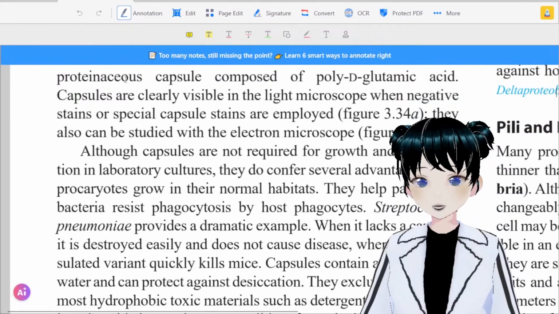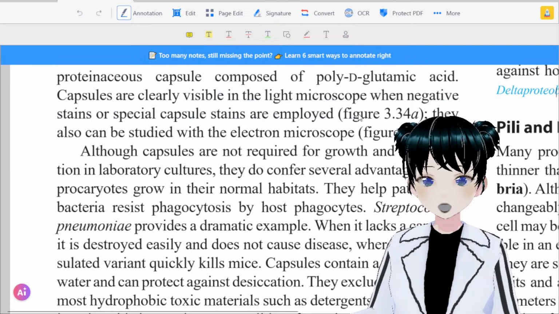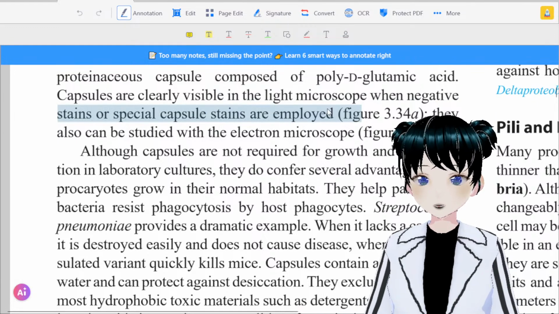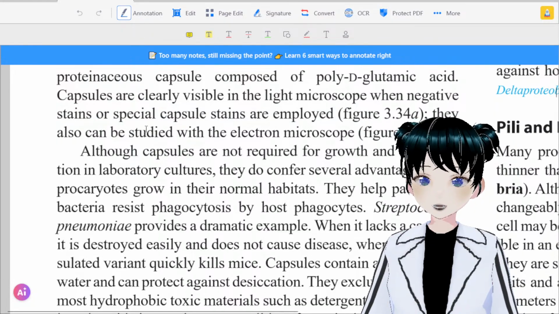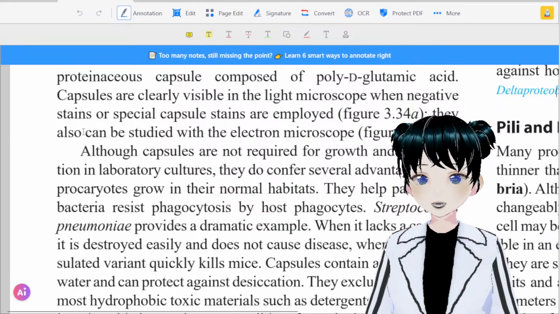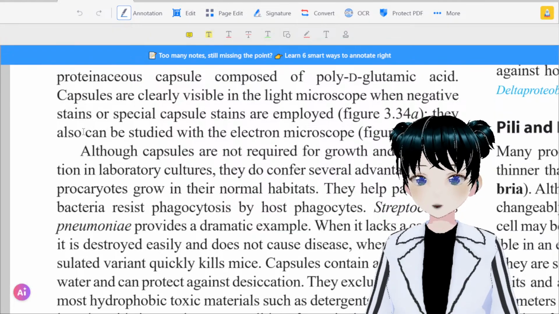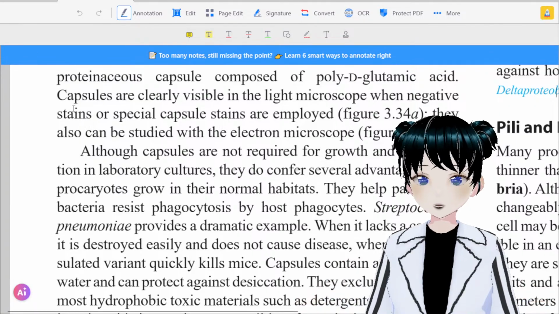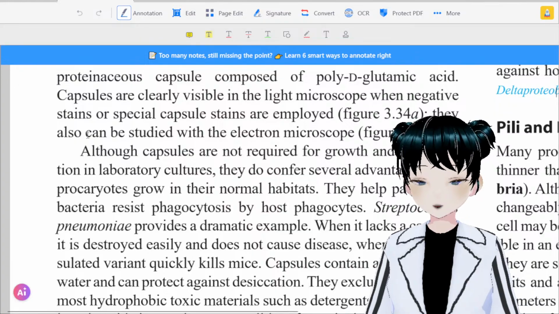Amino acid, whatever you call it. Capsules are clearly visible in the light microscope when negative stains or special capsule stains are employed. Capsules can be invisible if you don't stain them because they are a jelly-like structure. Have you ever seen starch when it is not cooked, or when it is cooked? It becomes a transparent-like thing. So polysaccharides, or you can say proteinous structures, can also become that. Glycocalyx or whatever these are.